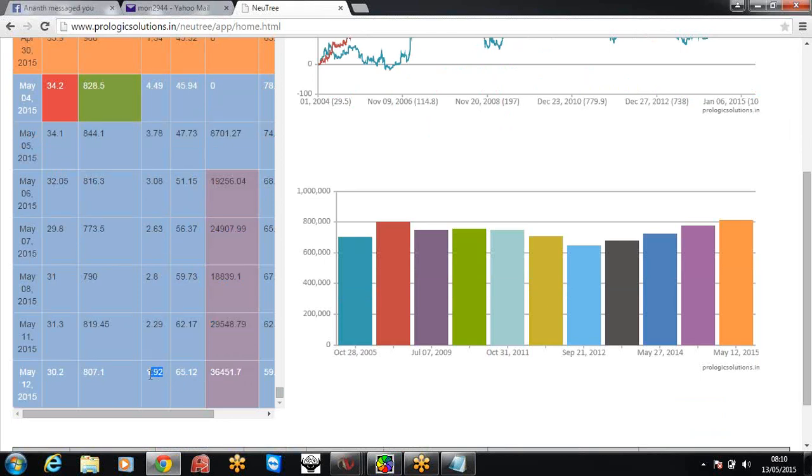We are still looking for this figure to come to 1. So 36%, 36,000 rupees is your profit. That is for an investment of 80,000 rupees. So 80,000 you have invested and you are making 36,000 rupees in 6 days. That's very good profit.